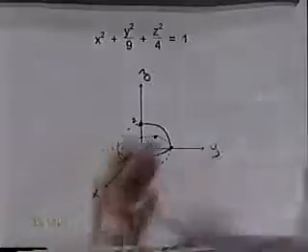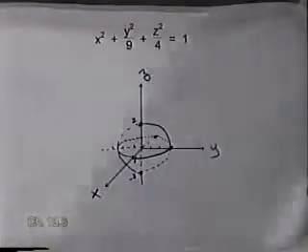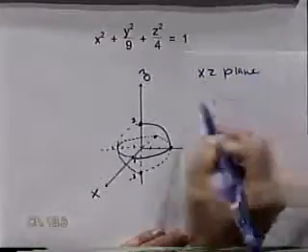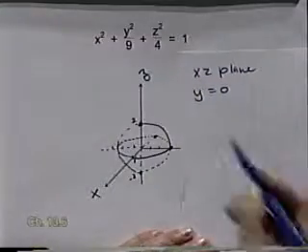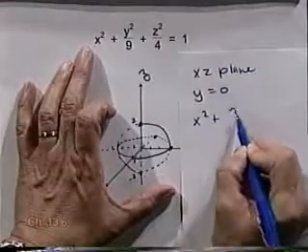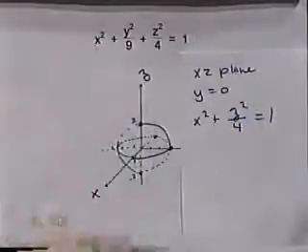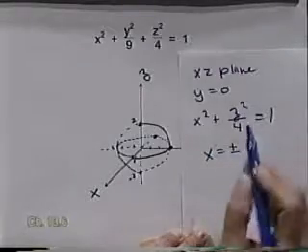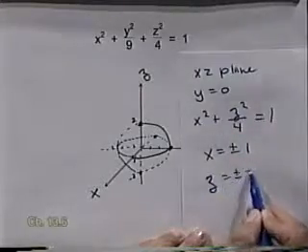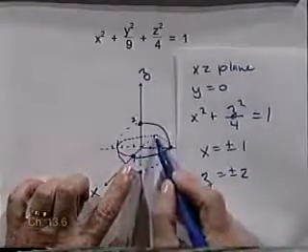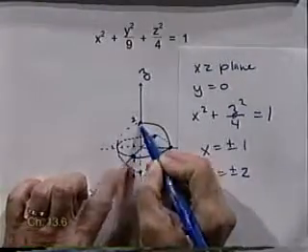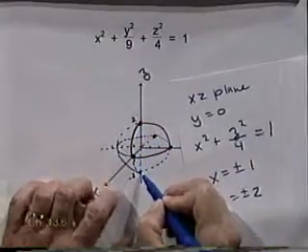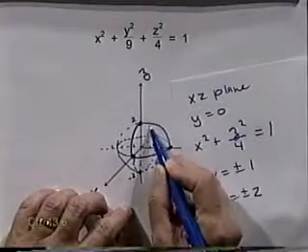While we're at it, the only thing we have left is the xz plane. If I'm in the xz plane, y is 0. And if y is 0, I have x squared plus z squared over 4 is equal to 1. If I let z be 0, x would be plus or minus 1. And if I let x be 0, z is going to be plus or minus 2. So I do plus or minus 1 on the x-axis and plus or minus 2 on the z-axis and draw that. It's coming down like this, dotted, back through here and then up.